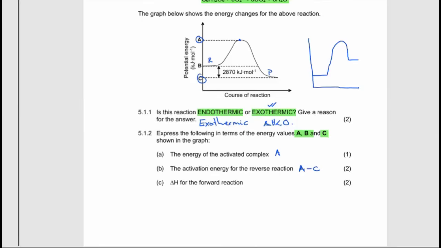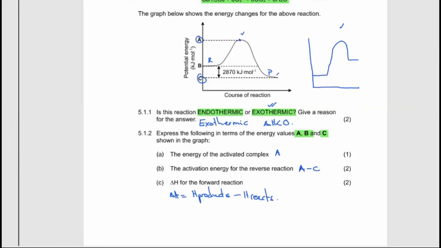Then delta H for the forward direction, right? So this is the forward direction, and this is our reverse direction. In the forward direction, we're going to say products minus reactants. Remember, by formula, delta H is equivalent to H products minus H reactants, right? So what are we subtracting from what? Here it is actually going to be C minus B.